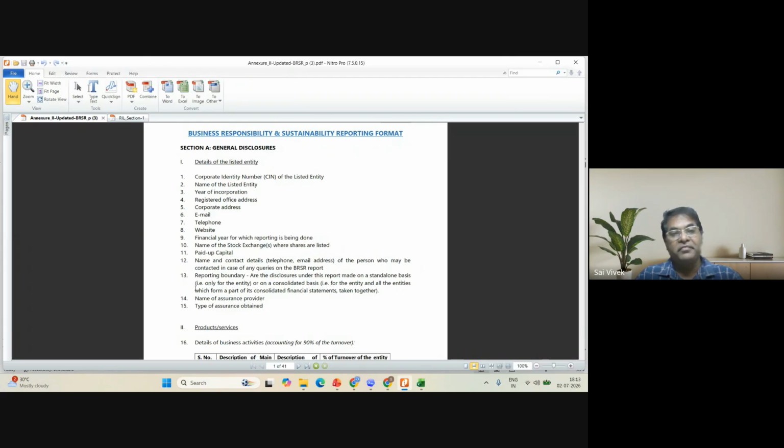And the 15th one is type of assurance provided. The assurance is of two types: limited assurance and reasonable assurance. Limited assurance in the sense assurance which is not so very deep, whereas reasonable assurance, very in-depth analysis is done and it is provided. So the type of assurance is also to be specified here.